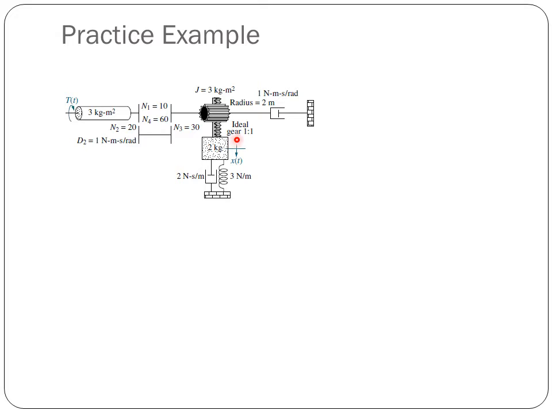And we also need to know that there is a direct relation between this rotational variable theta and translational variable x. And what is the relation? The relation is x equal to r theta. This is from the geometry.